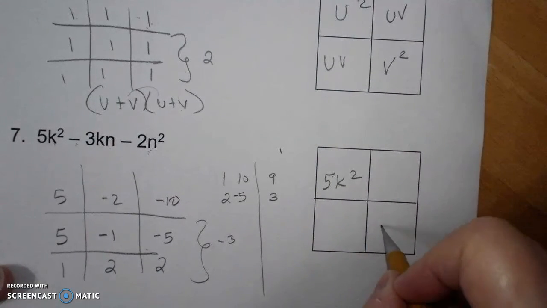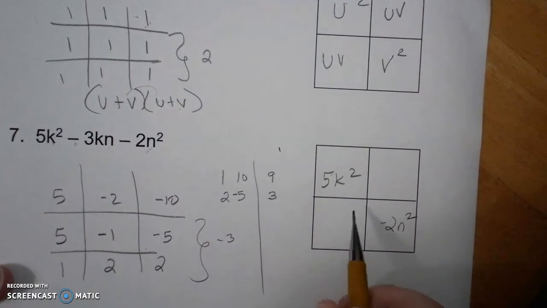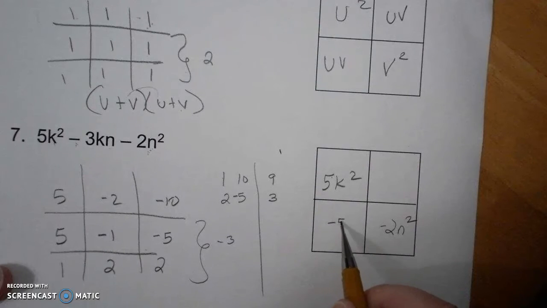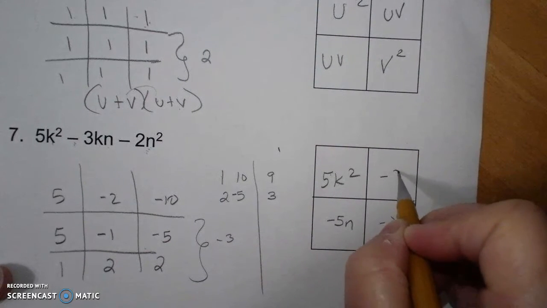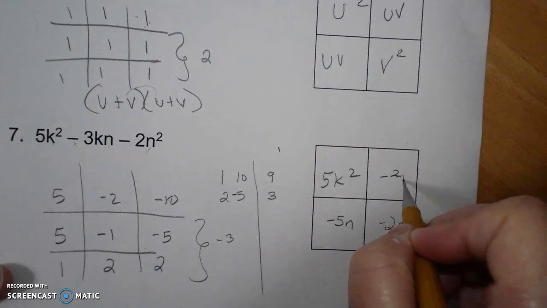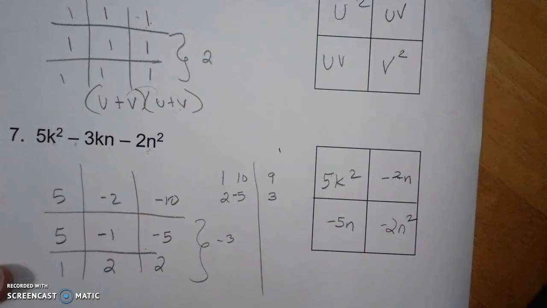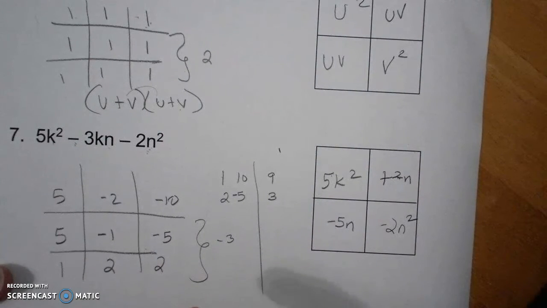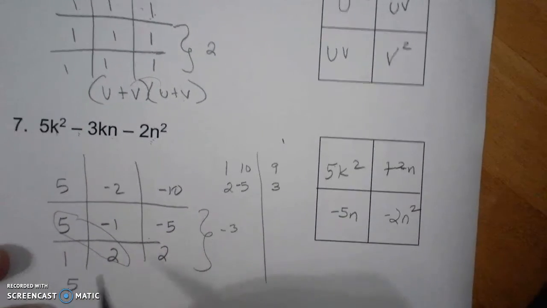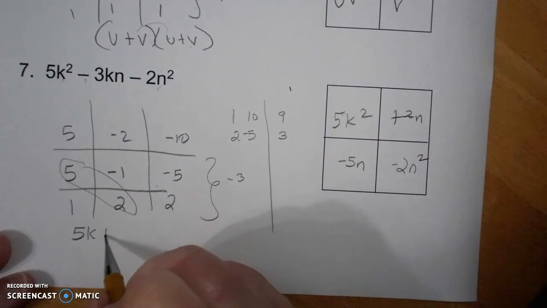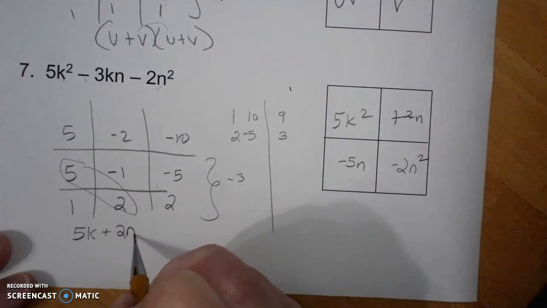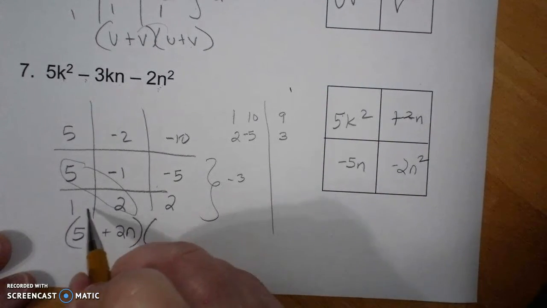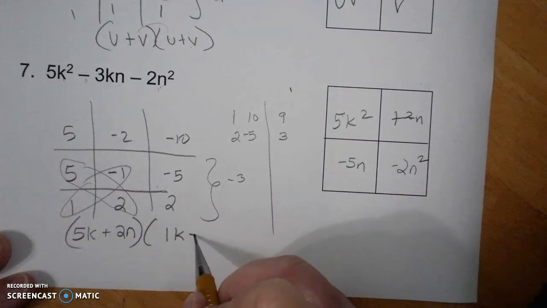This would be 5k squared minus 2n squared minus 5n minus 2n. Plus 2n, sorry, plus 2n. And this is 5k plus 2n times 1k minus 1n.